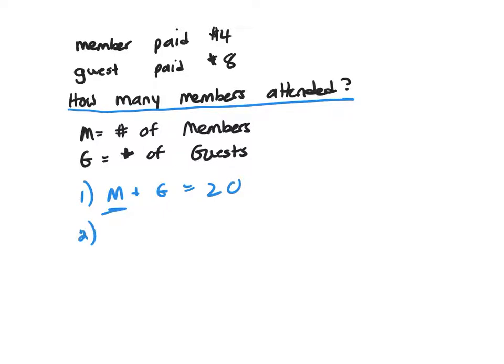Total of $92 was spent. Well, if you take $4 times the number of members plus $8 times the number of guests, that's going to tell me how much was spent, and it was $92. But once again, I can't solve this for M because I've got two variables.